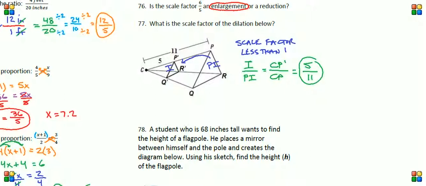We could, of course, also write that as a ratio. Scale factor can also be written as a ratio of 5 to 11. So either one of these is a correct answer.